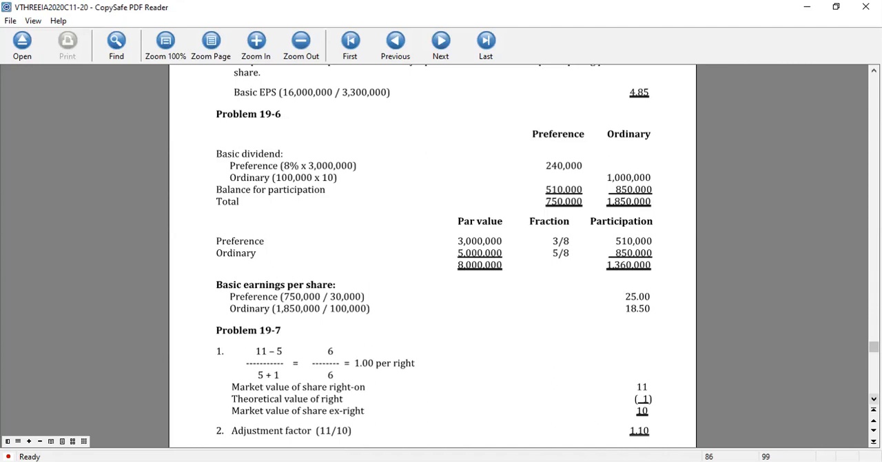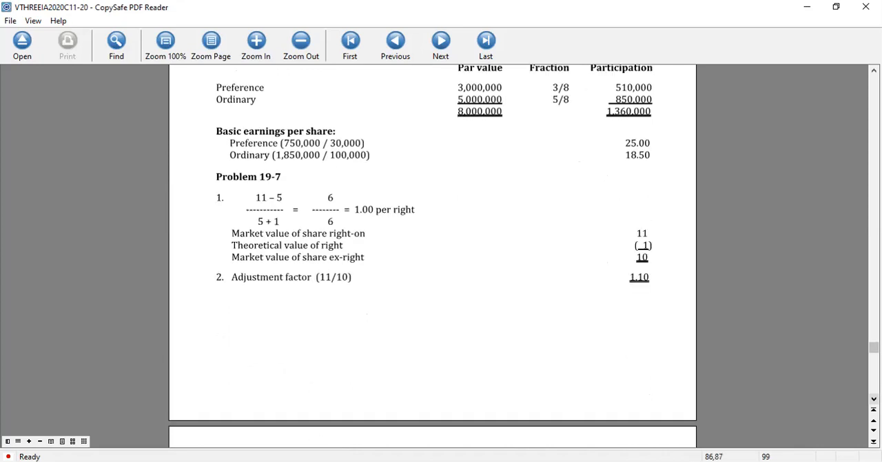However, for the preference share, we can also compute the basic earnings per share considering the earnings rate of the preference share, that is the rate attached to preference share. So in this problem, we have the rate attached to the preference share, which is 8%. And the preference share is cumulative and fully participating.